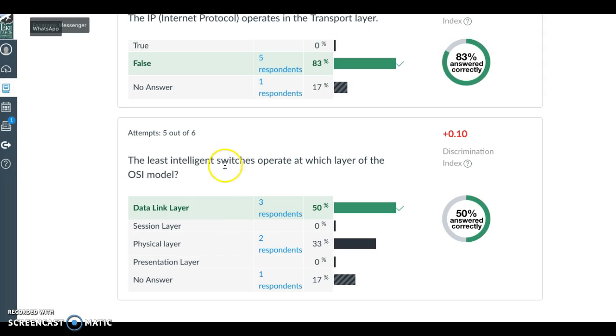And so right there, switches is mentioned. Well, I hope this was helpful.